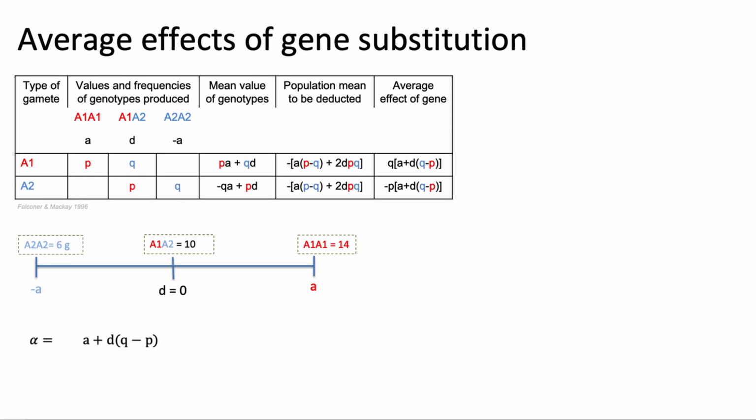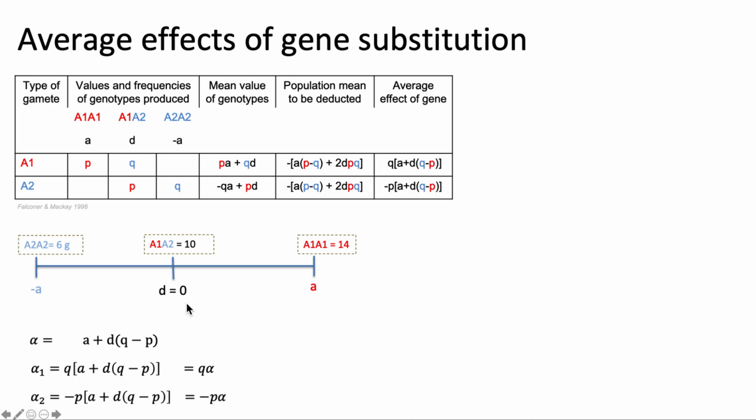Just to be sure that everybody understands this concept, because it's really important, I'm going to use another example that maybe is easier to understand. Here in this case, we don't have a dominance deviation, so the heterozygous lines are just in the middle. The phenotype of the heterozygous lines is 10 grams. So that means that d is equal to 0.